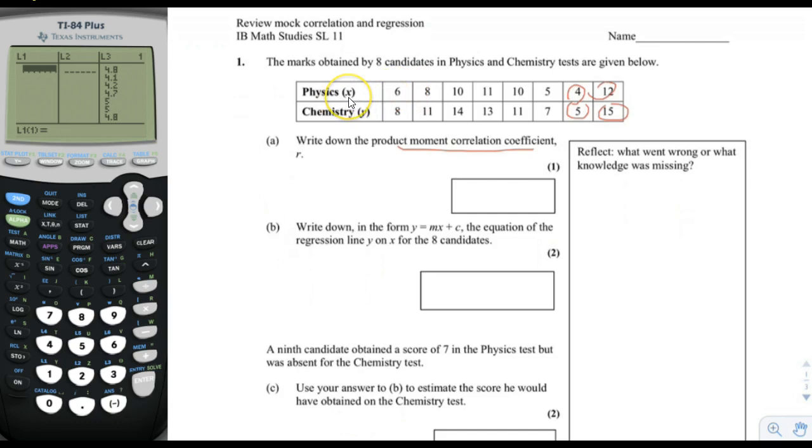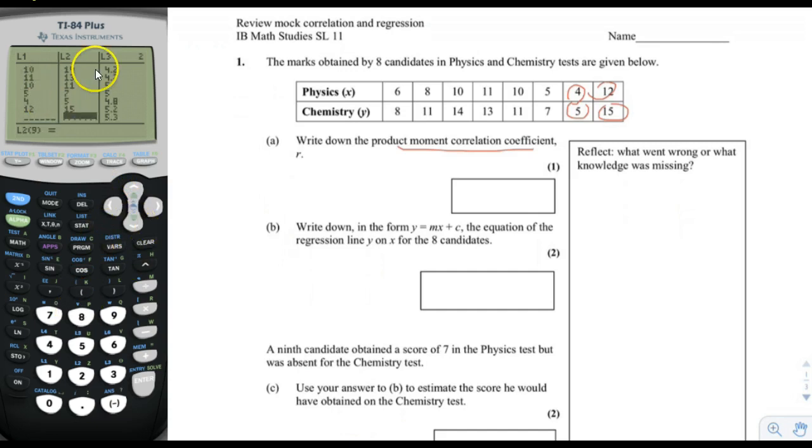They say that physics is the x-axis, chemistry is the y-axis. Remember, the x-axis is the horizontal one, the vertical axis is the y. You just need to memorize that, okay? So 6 and 8, I'm going to put 6, and then here I'm going to put 8. And then I'm going to put all the rest of the numbers here, and I'm not going to bore you with that, so I'm just going to pause this while I work on that.